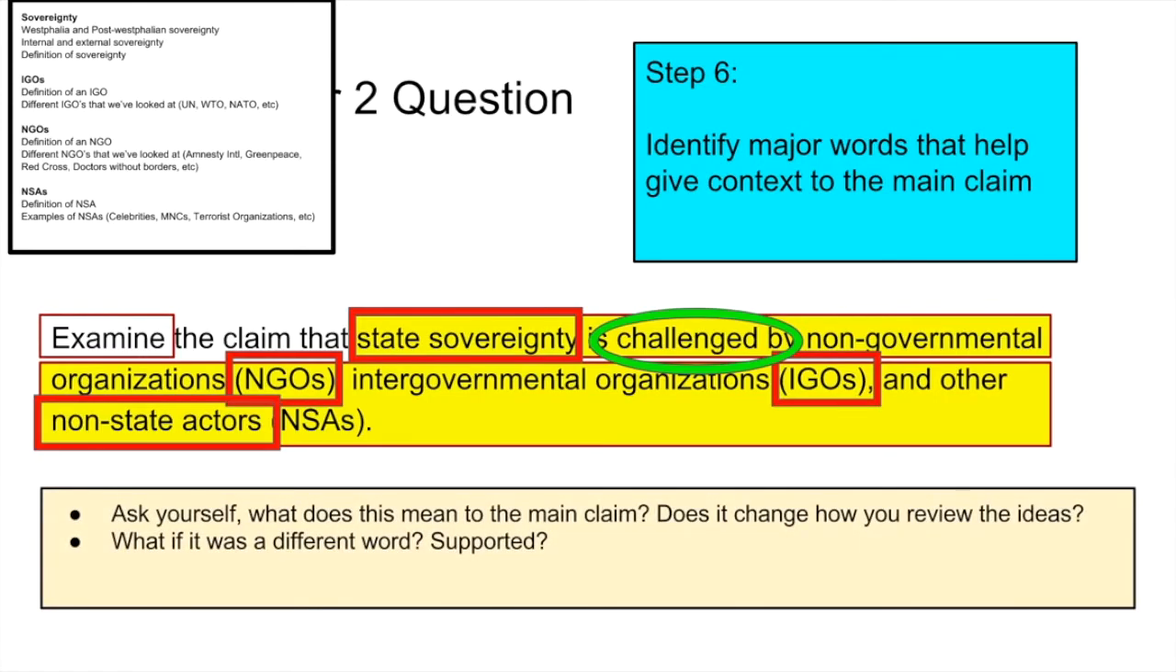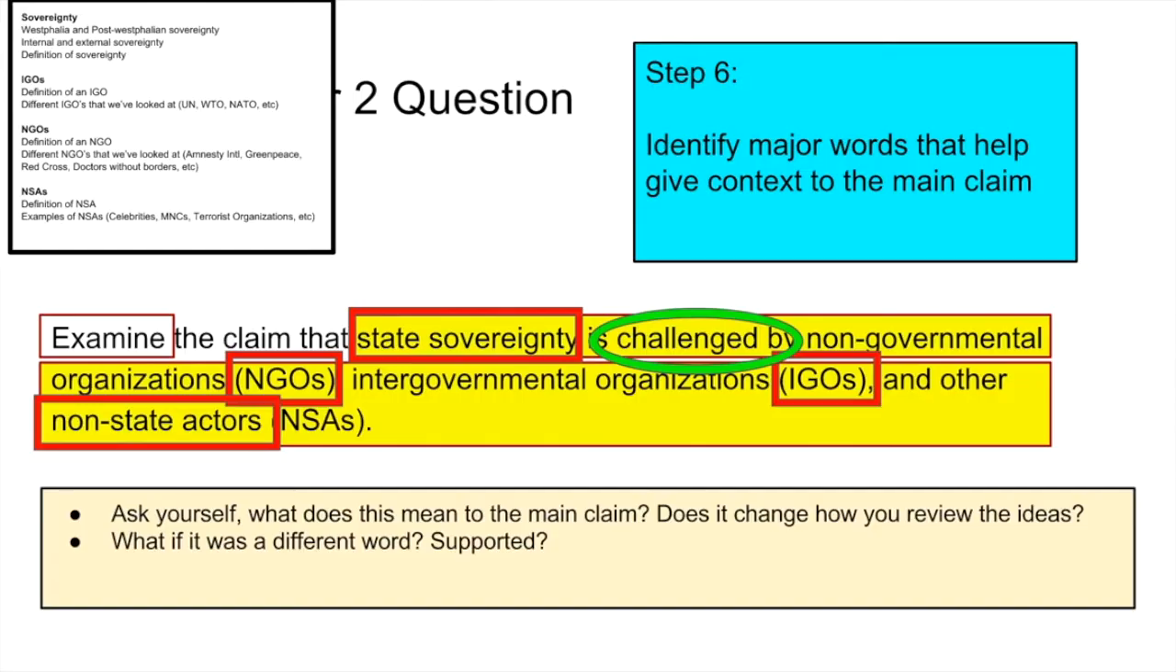Ask yourself, what does that really mean to the claim? So I've actually focused on what "challenged" really means in this situation. Sometimes the IB gives you really complex words that are challenging on their own, and sometimes it's up to you to really break down what that word means specifically. Does it change how you review these ideas? Initially, we might have been thinking really positively, but now if it's challenging state sovereignty, that's almost like a negative connotation. So we have kind of a slant here.